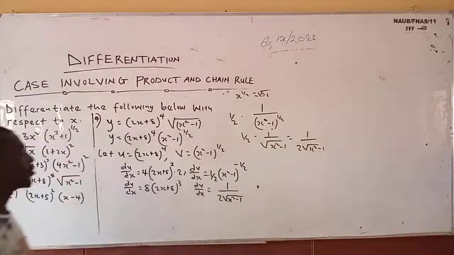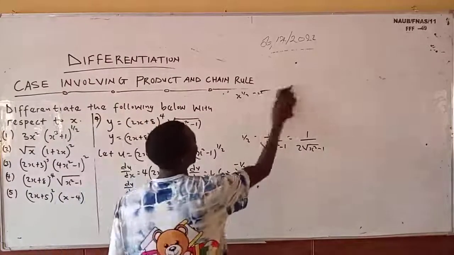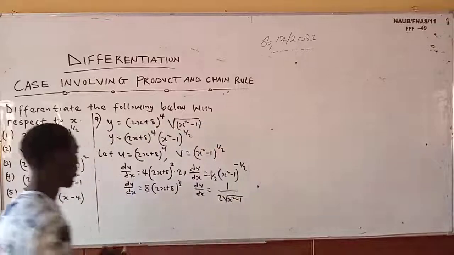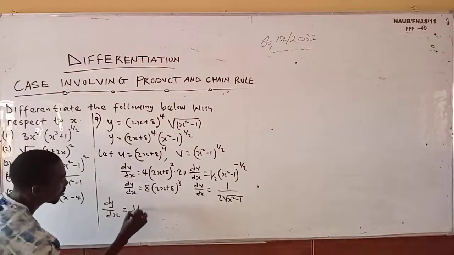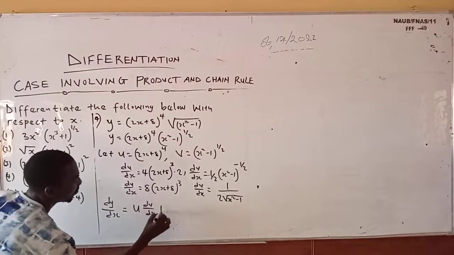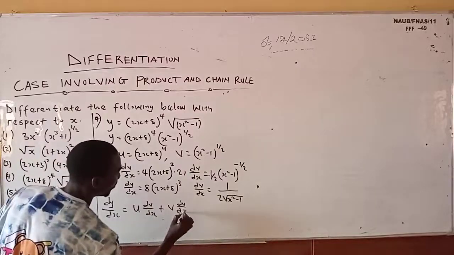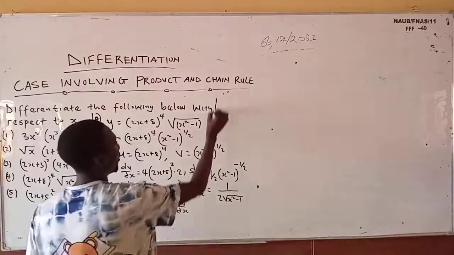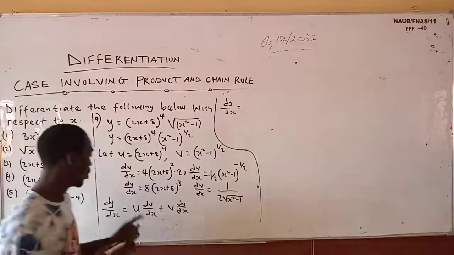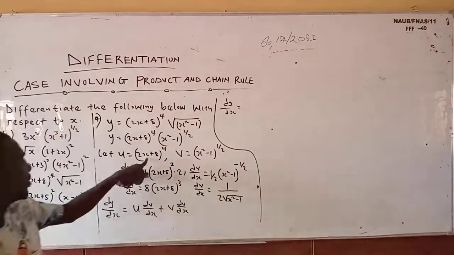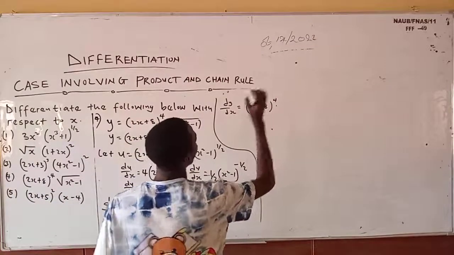So the next thing is to check our product rule. The product rule says dy over ds equals u dv ds plus v du ds. So now dy over ds will be equal to u dv ds. Let's go for u first. This is u: (2s plus 8) to the power of 4. Then dv ds now.